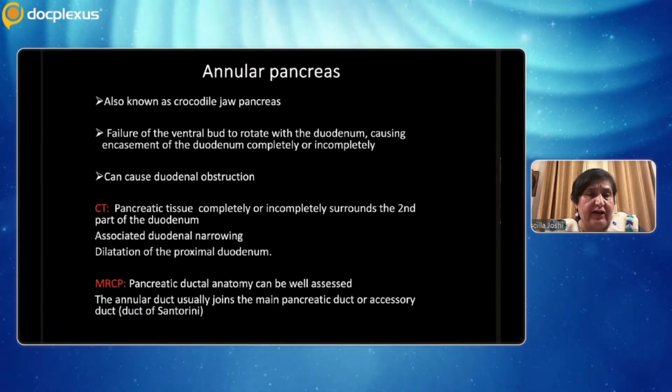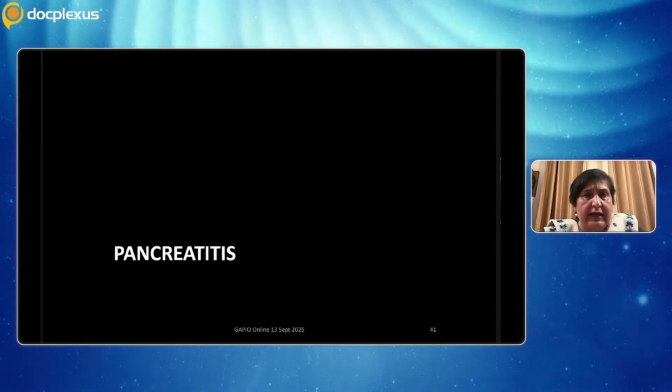Like we saw, the pancreatic tissue completely or incompletely surrounds the duodenum. There is duodenal narrowing and dilatation of the proximal duodenum. On MRCP, you can see the pancreatic ductal anomaly.